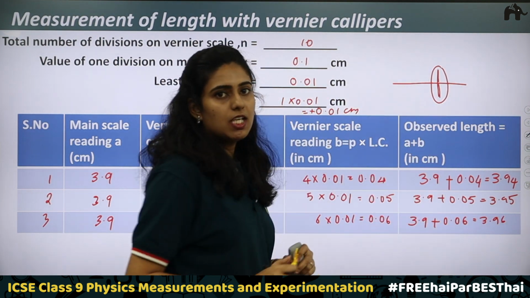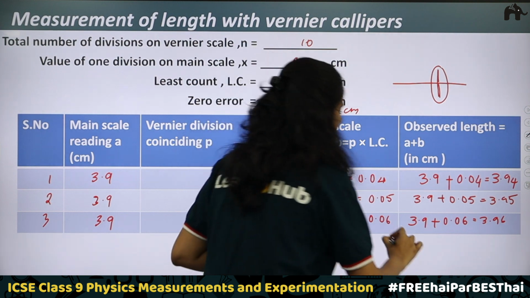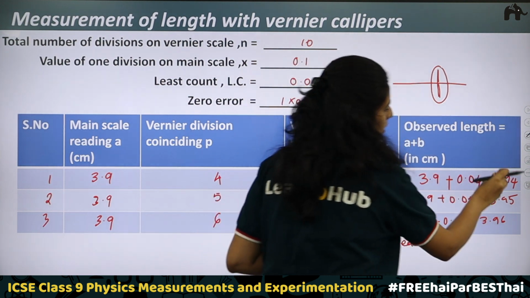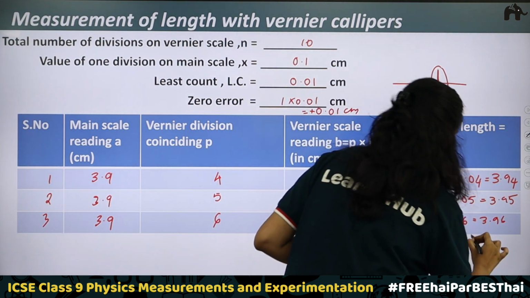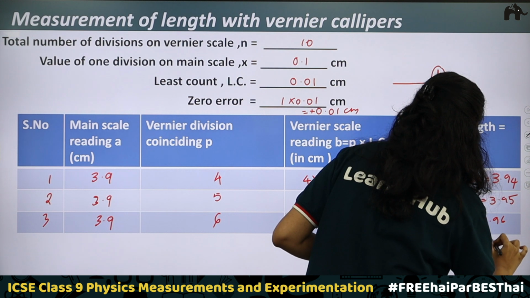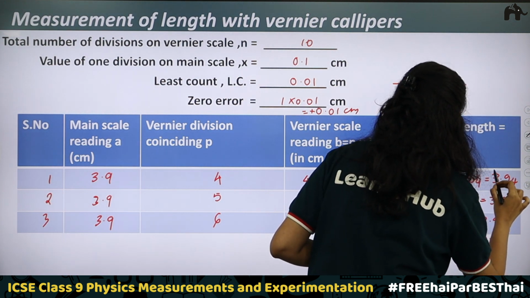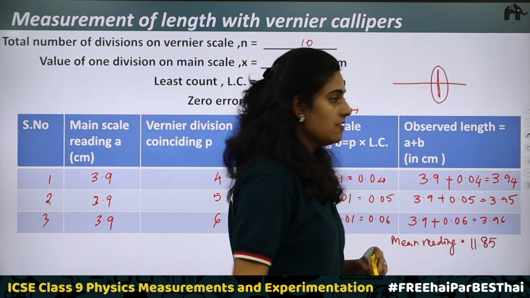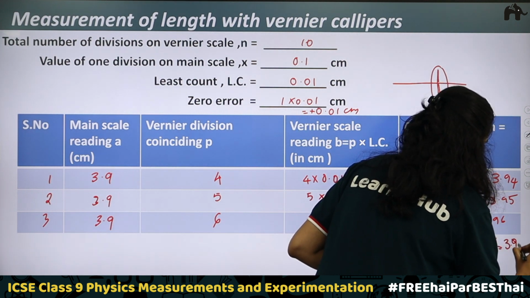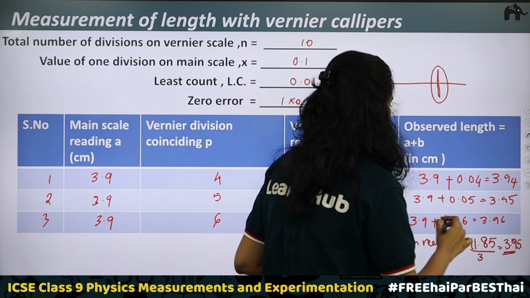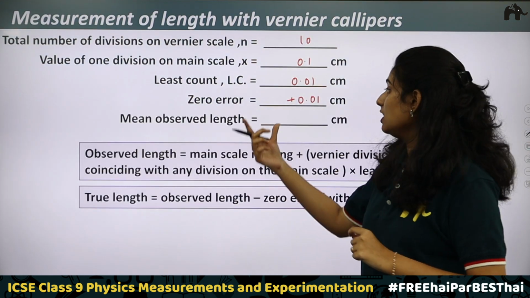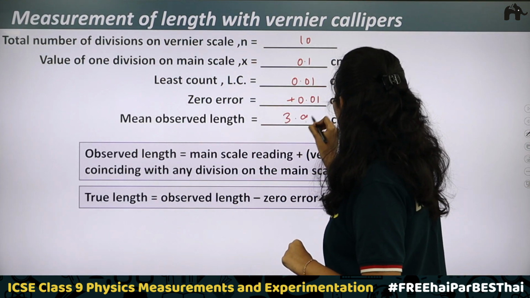Now we have to take the mean of all these observed lengths. So mean reading will be equal to, we have to add them, 3.94 plus 3.95 plus 3.96 divided by 3. On adding, what do we get? You will be getting 11.85 divided by 3, which is equal to 3.95. Okay, 3.95 centimeters is the mean observed length.